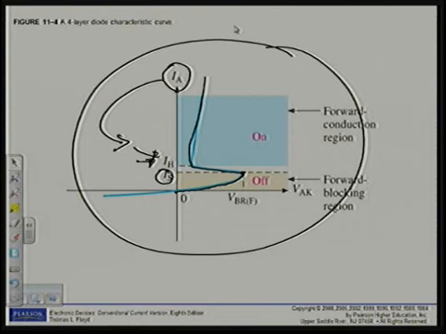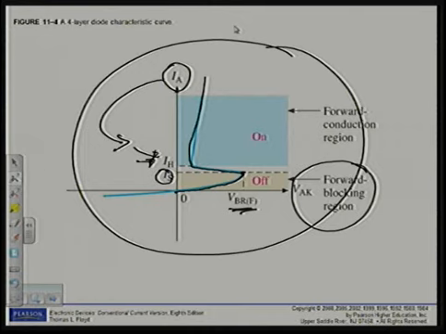Right, so as we've discussed here, there's the forward blocking region. Until the forward breakover voltage is reached, the device switches on at the switching current, and the device will remain on as long as the anode current remains higher than the holding current. At the bottom of page 555, they discuss the holding current as well, and the switching current. You can have a read through.